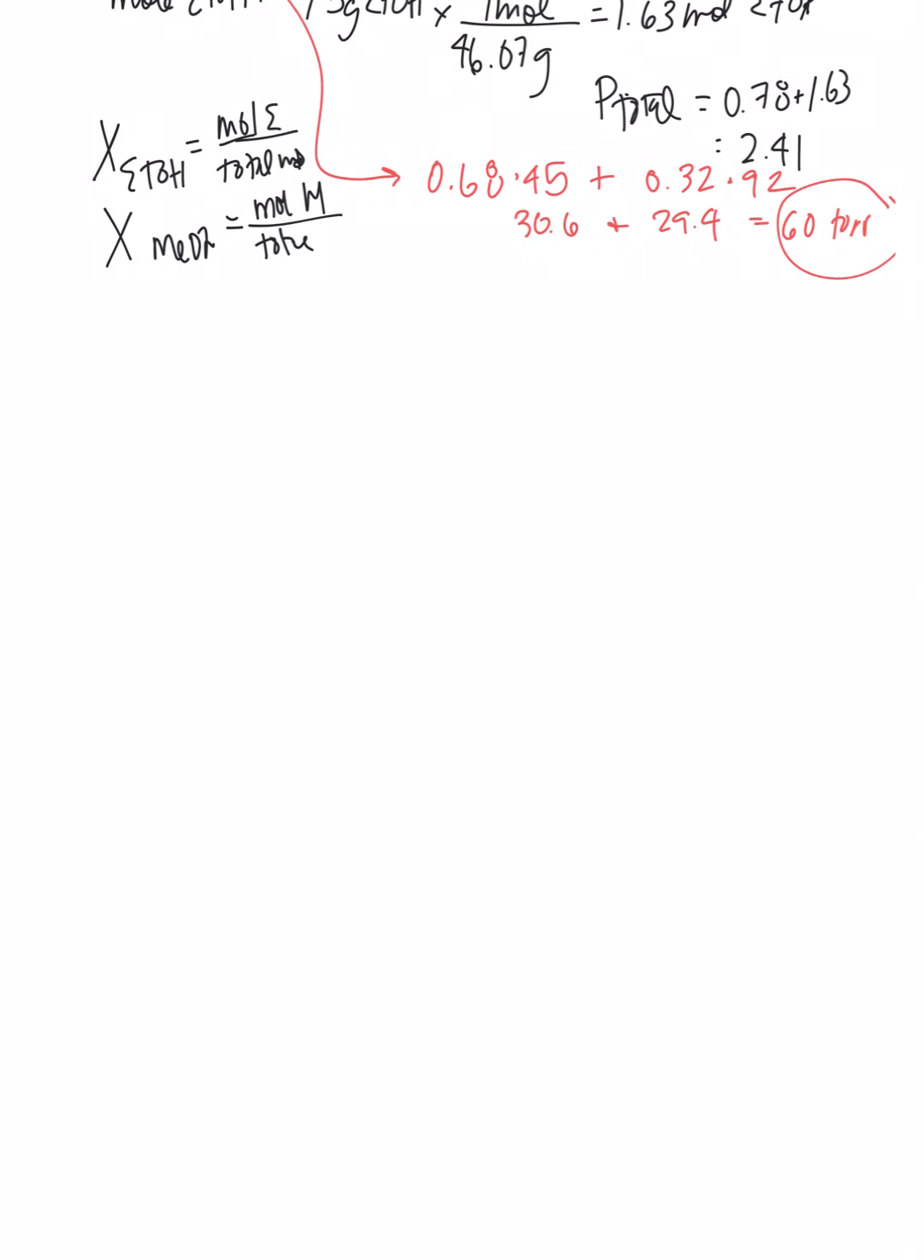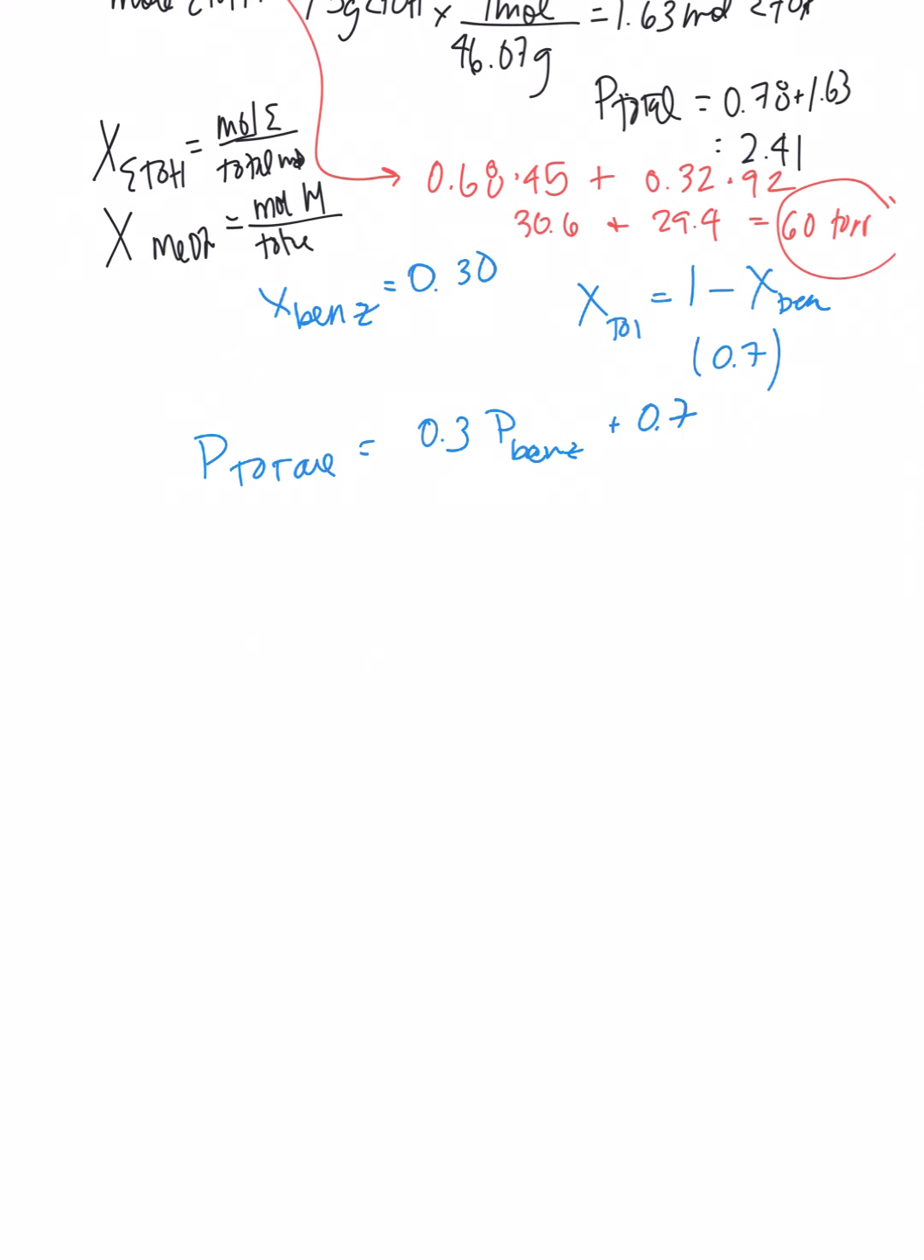D is a little bit different in that I've actually given you the mole fraction of benzene, which is equal to 0.30. The mole fraction of toluene is going to be equal to 1 minus the mole fraction of benzene, which, spoiler alert, is going to be 0.7. So if we solve, P total is equal to 0.3 times the vapor pressure of benzene plus 0.7 times the vapor pressure of toluene, and toluene is given to you, so it's 533 millimeters Hg.